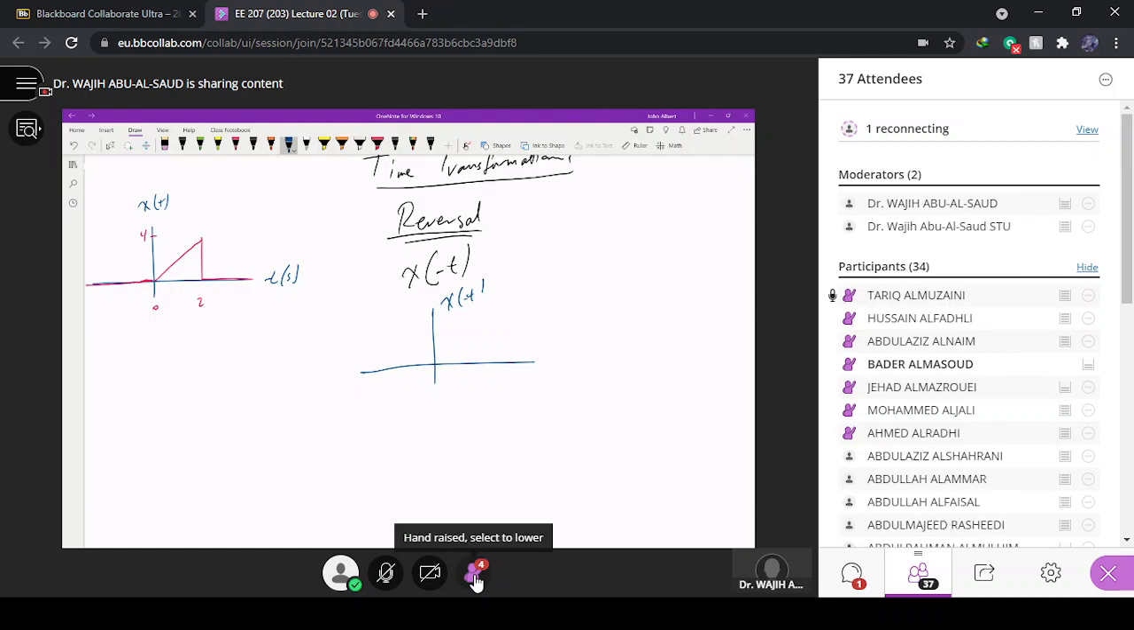Okay, sorry. Maybe this triangle will be in the negative side of t. Oh, I mean like this.